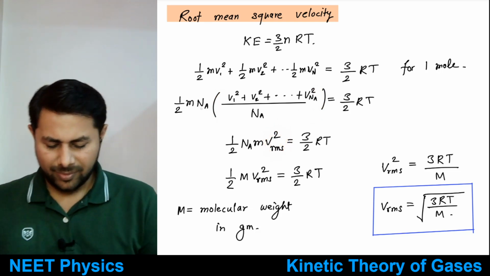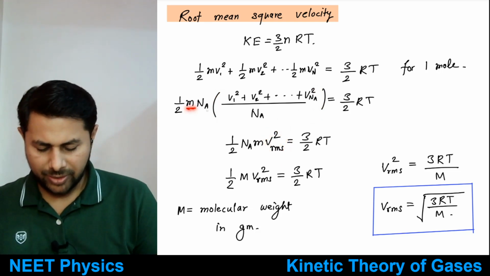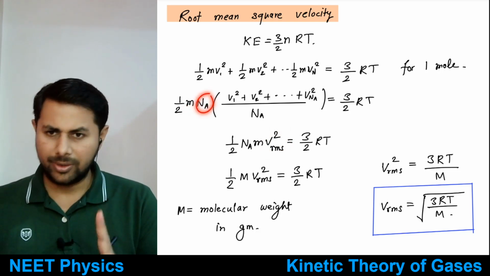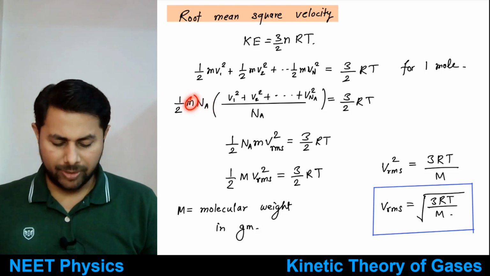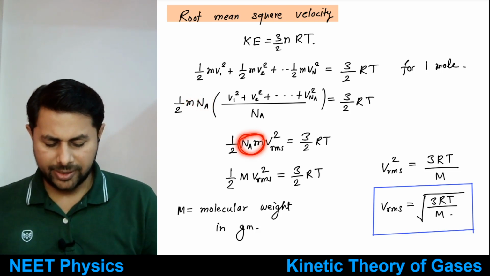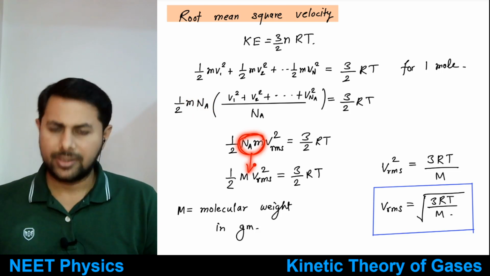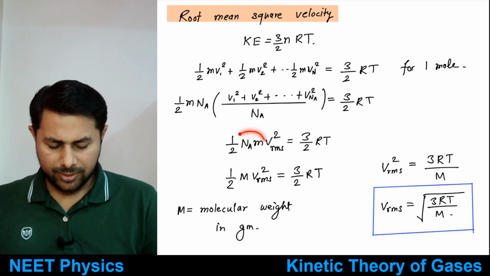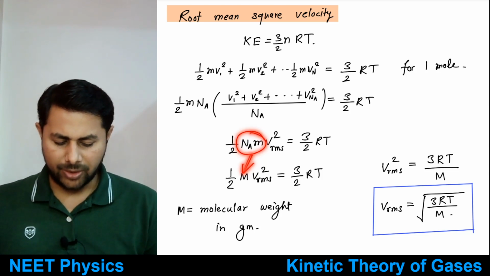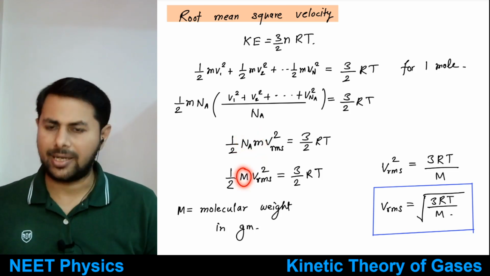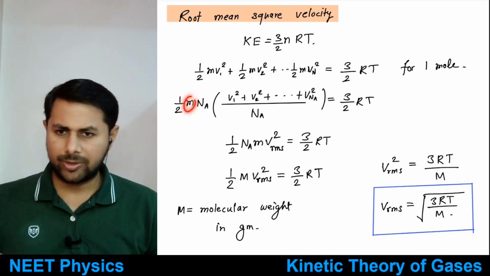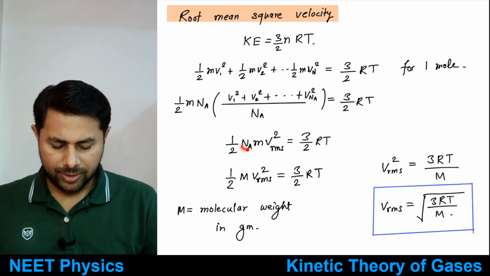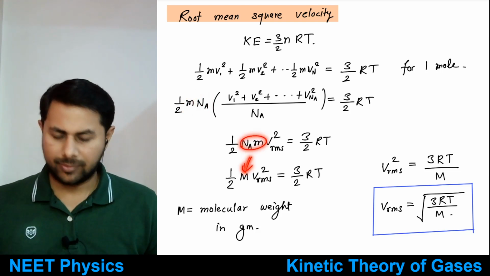And then here what do you have? You have the number of molecules in 1 mole, Na, multiplied by the mass of 1 molecule. So what is this thing? This is molar mass or molecular weight, capital M. Small m is the mass of 1 molecule, and Na is the total number of molecules in 1 mole. So this is molar mass.